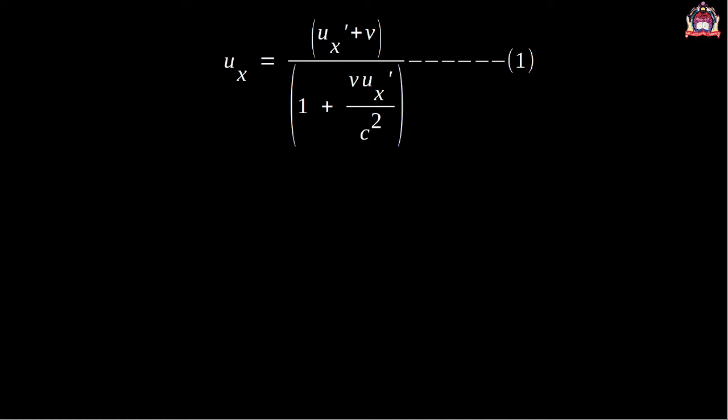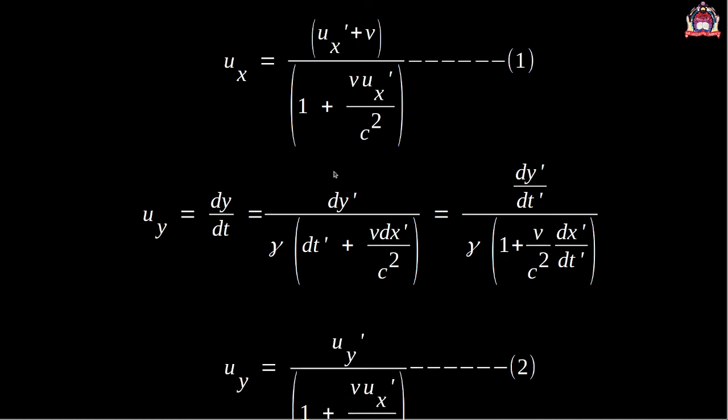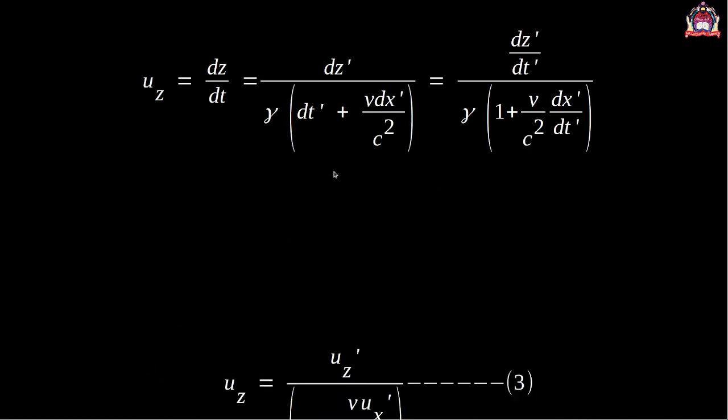So if v is far less than c, that is v by c is far less than 1, then the term v ux dash by c square is negligible in comparison to unity. Therefore, you can write ux is equal to ux dash plus v. This is shown by classical mechanics.